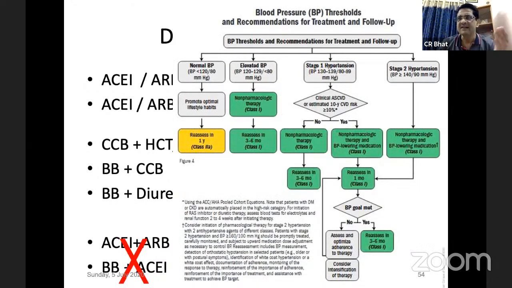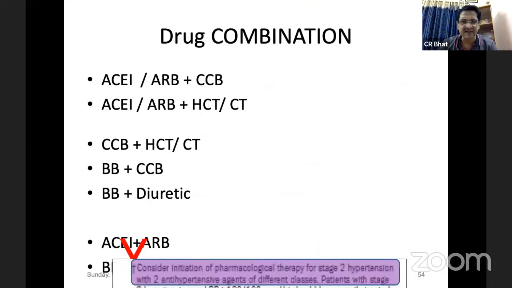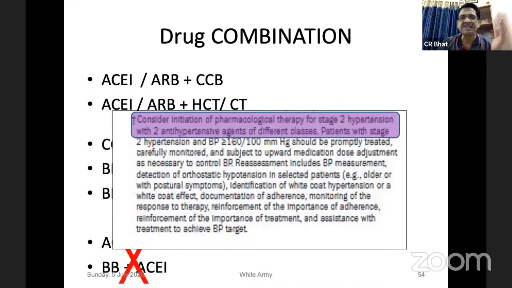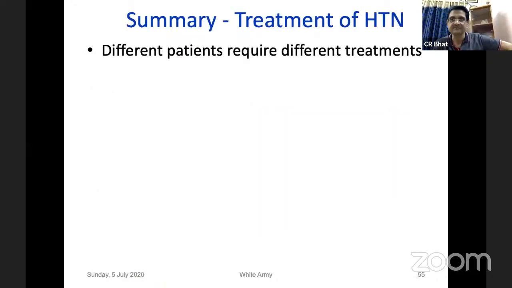Now, even the recent AHA guideline says to consider initiation of pharmacological therapy for stage 2 hypertension, that is more than 140 millimeters of mercury systolic blood pressure or 90 millimeters diastolic blood pressure, with two antihypertensive agents of different classes for better optimum and early controlling of blood pressure.